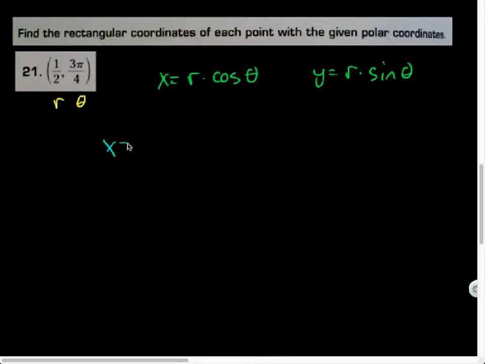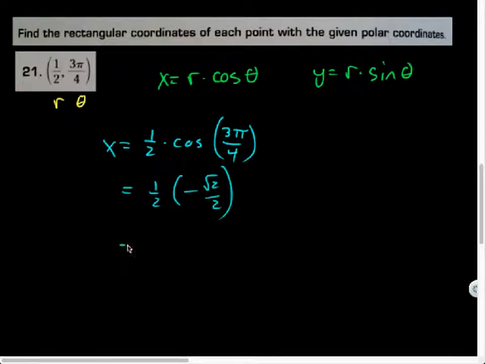So let's see. x is equal to 1/2 times cosine of 3 pi over 4. Cosine of 3 pi over 4 is, let's see, that's a second quadrant angle, so it's negative for cosine. The reference angle is pi over 4. Cosine of pi over 4, that's root 2 over 2. So this is going to be negative root 2 over 4, if I'm not mistaken, for my x.